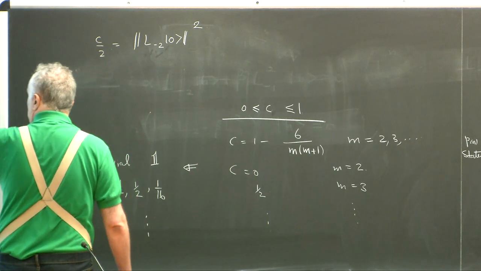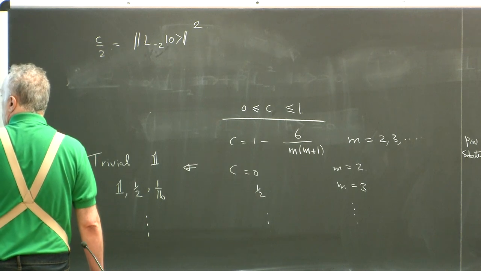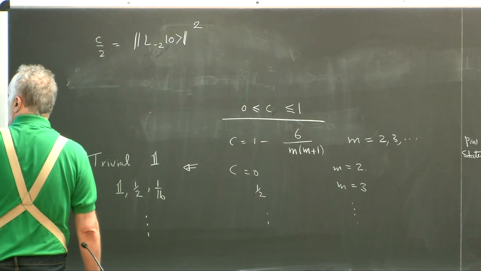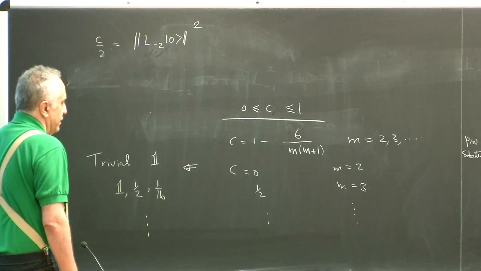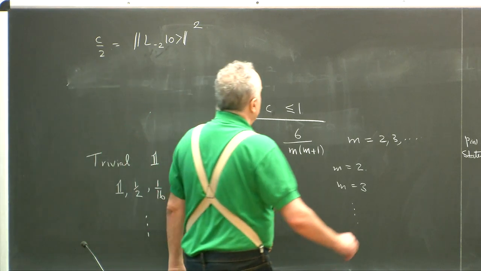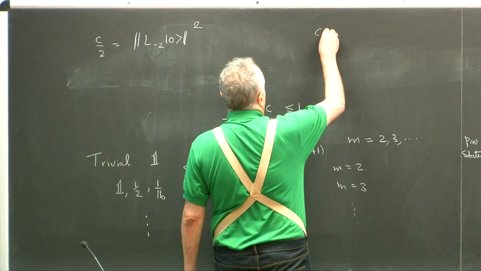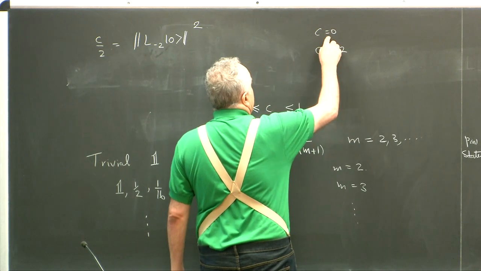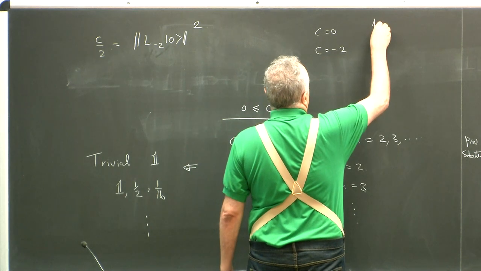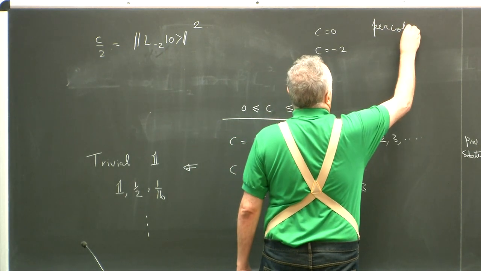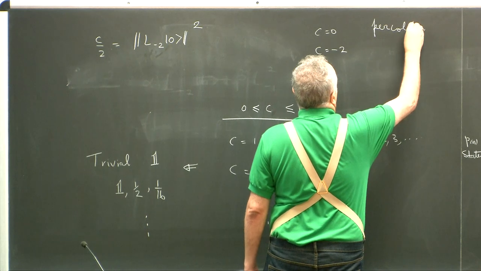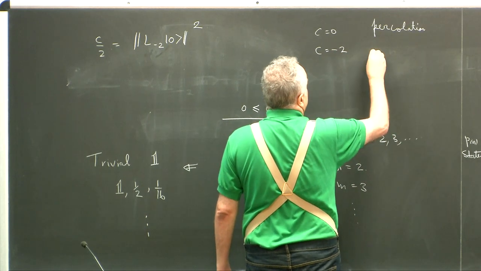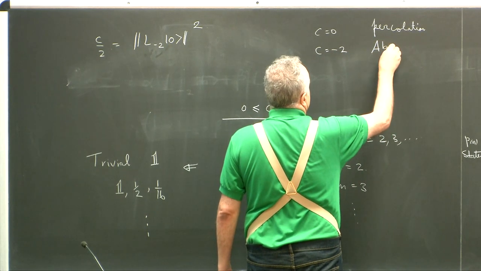So in this box, values of C lower than 1/2 are not written. But there are two other values which are famous, and of course there are other possible states. This gives me the percolation model. And this gives me the abelian sandpile.